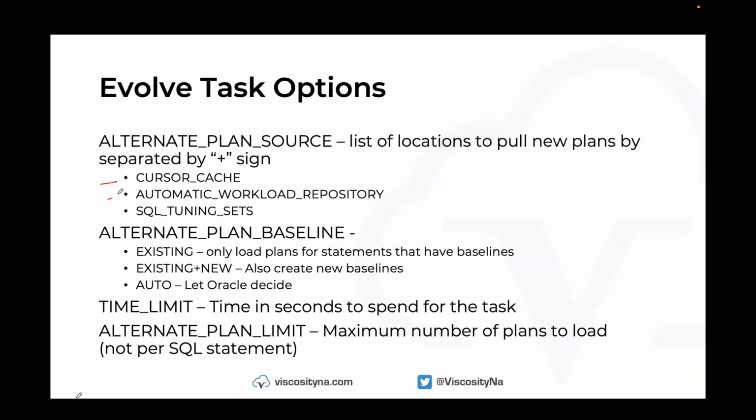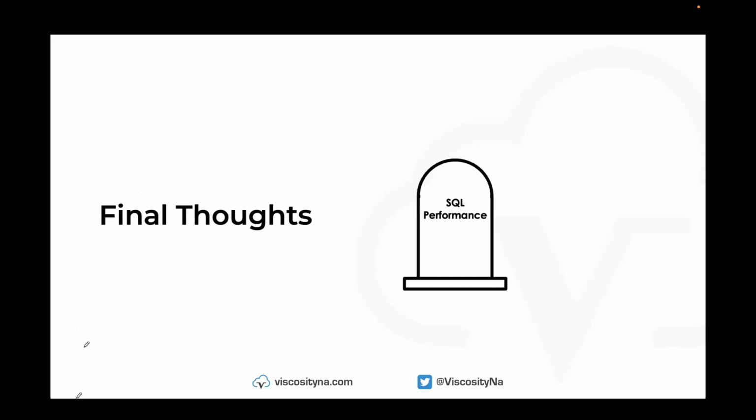Yep, so cursor cache, workload repository, SQL tuning sets. You can say only look at ones that have existing baselines. Look at new ones. Maybe create baselines from your AWR. Look at AWR. If they're good ones, then bring them in and create baselines for them, right? Or auto, let Oracle decide. Time limit, alternate plan limit. These are, how long is this task going to run or do its work?